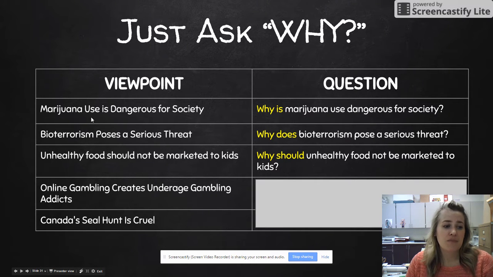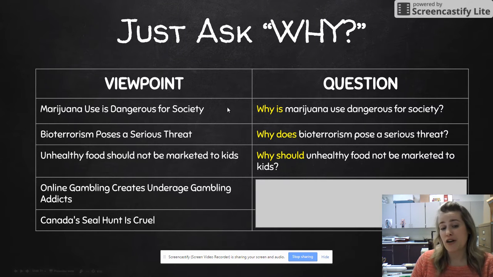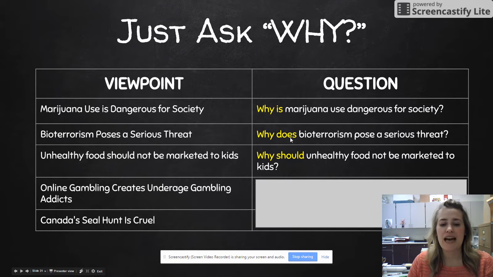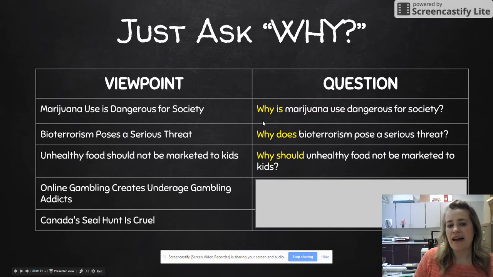So for example, let's say my viewpoint is marijuana use is dangerous for society. To turn it into a yard question, I would just add, why is marijuana use dangerous for society? If my viewpoint is bioterrorism poses a serious threat, I would just add in front of it, why does bioterrorism pose a serious threat? Another example would be unhealthy food should not be marketed to kids. So I can just add in front of that, why should unhealthy food not be marketed to kids? So by adding why is, why does, or why should, I can take these viewpoints and turn them into yard questions.